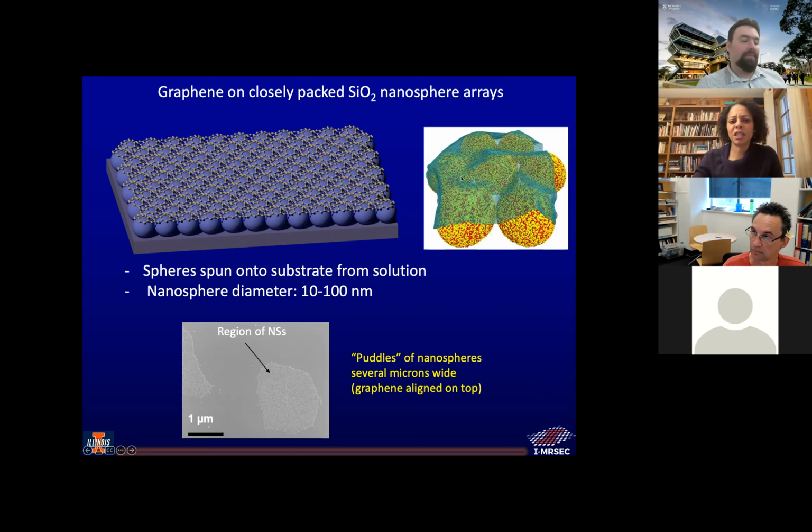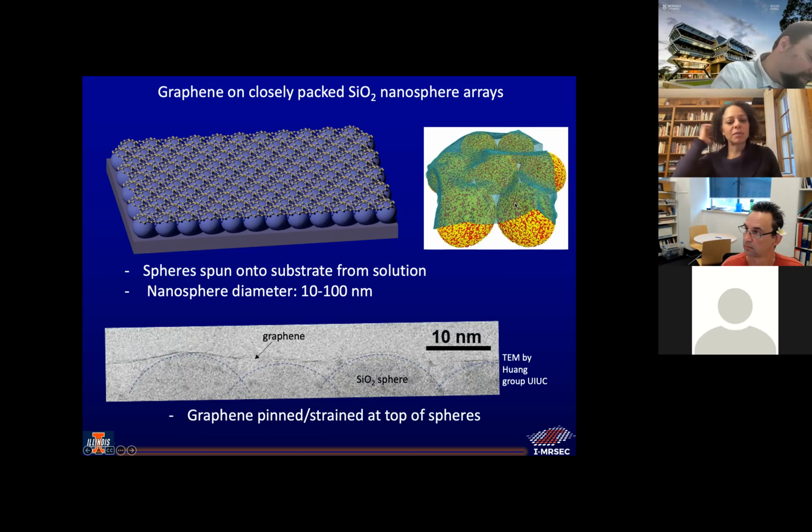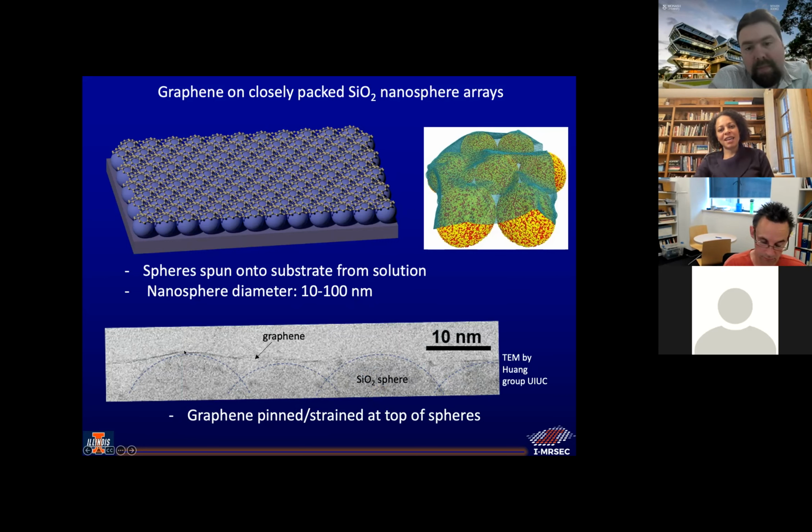And this is an MD simulation of what the graphene actually looks like as it's on top of the nanospheres. And in fact, we worked with collaborators who did transmission electron microscopy. It was not easy to do this on these devices, but this is a cross section where you can see the spheres. And then you can just barely see the graphene here, but you can see clearly that the graphene is pinned at the apex of these spheres and then is relaxed in between. So the graphene does pin at the apex, as we might expect, even on the nanoscale now.